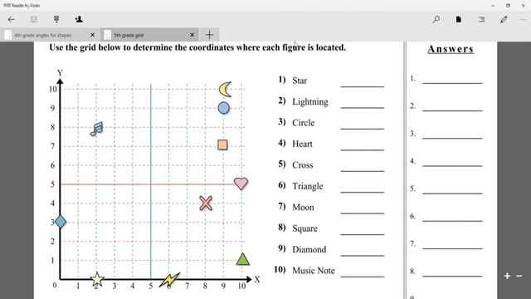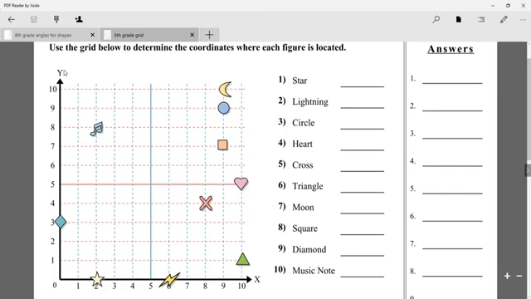Alright, so this is a grid, a coordinate plane, and it says use the grid below to determine the coordinates where each figure is located. Luckily, they actually labeled the numbers, which is nice. They even labeled the x and y axis. The x-axis is this line, the horizontal line, the y-axis is the vertical line.